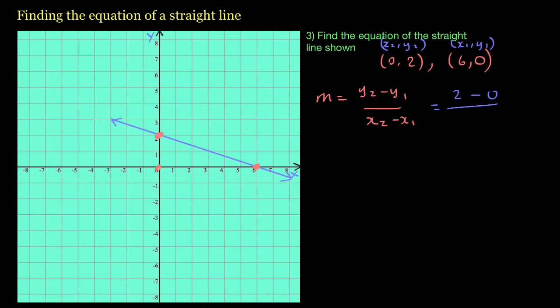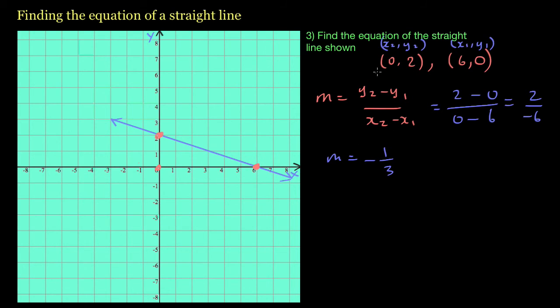Well, x2 is the 0 over here. So 0 take away, and what is x1? It's 6. So what we have is 2 over minus 6. 0 take away 6 is minus 6. So we've got 2 over 6, that's 1/3. So m equals 1/3, and we have a minus. So we're going to say it's minus 1/3. So our gradient is negative. It's a negative gradient, and that means it goes from top left to bottom right. And we're correct. We can see it does that.